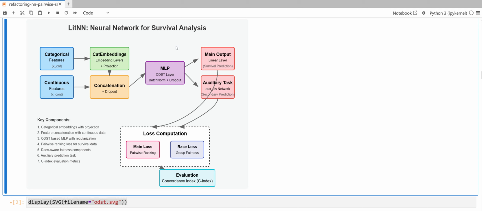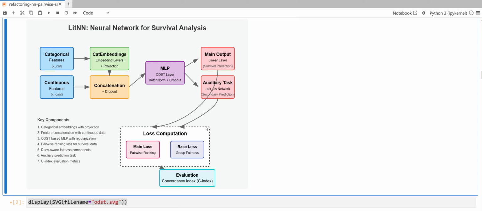And now the loss computation. This is super important. The main loss uses this pairwise ranking approach. This is perfect for survival analysis. Instead of trying to predict the exact survival time, the model learns to rank individuals. It's trying to figure out, will person A likely survive longer than person B? And get this, there's also a race loss. The author is specifically trying to make sure the model is fair across different racial groups. It actually gets penalized if it makes biased predictions. I think that's really cool.